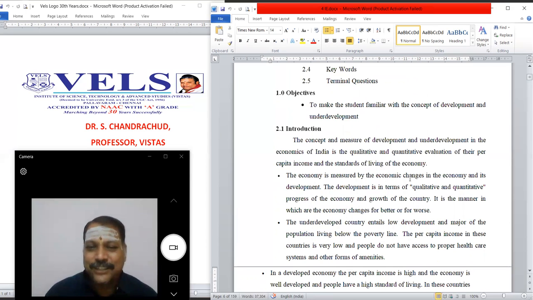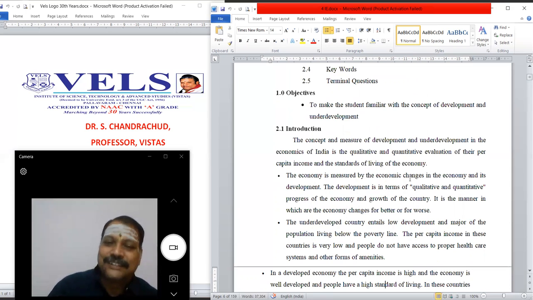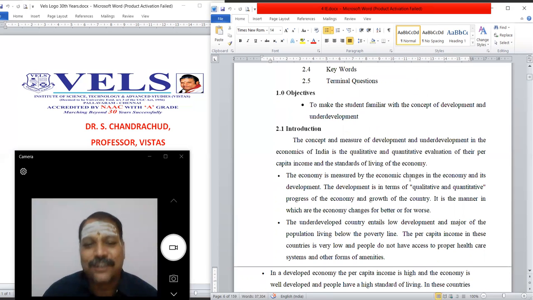The economy is measured by the economic changes in the economy and its development. Development is in terms of both qualitative and quantitative progress of the economy, and the growth of the economy. Definitely, how much quantitatively it has increased and how much qualitatively it has increased. Quantitative is economic growth, but qualitative is economic development. It is the manner in which the economy is changing for the better or the worse.